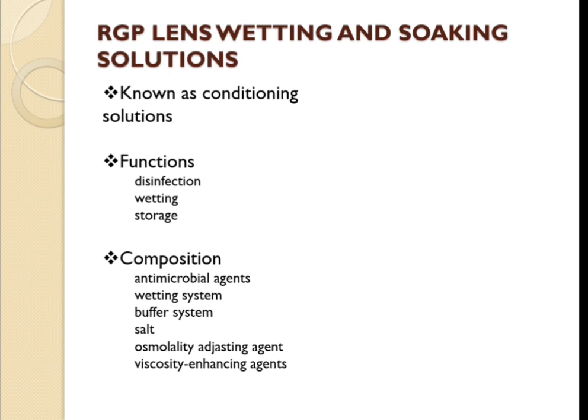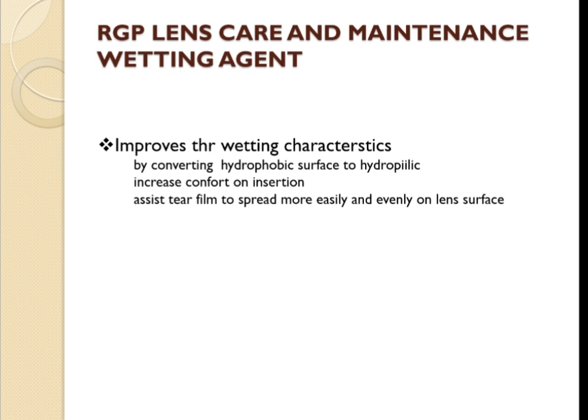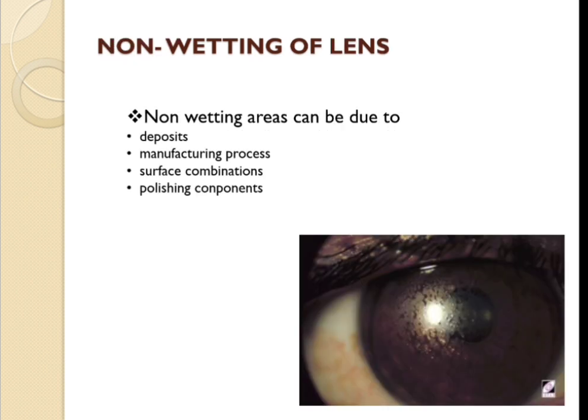So these are the RGP lens wetting and soaking solutions, known as conditioning solution. The functions are disinfection, wetting and storage. The composition includes antimicrobial agents, a wetting system, a buffer system, salt, osmolality and viscosity. They improve the wetting characteristics by converting the hydrophobic surface to a hydrophilic one, increase the comfort for the patient, and assist the tear film to spread more easily and evenly on the lens surface. As you can see in the picture, there is a non-wetting area of the lens, which is why you see multiple droplets.